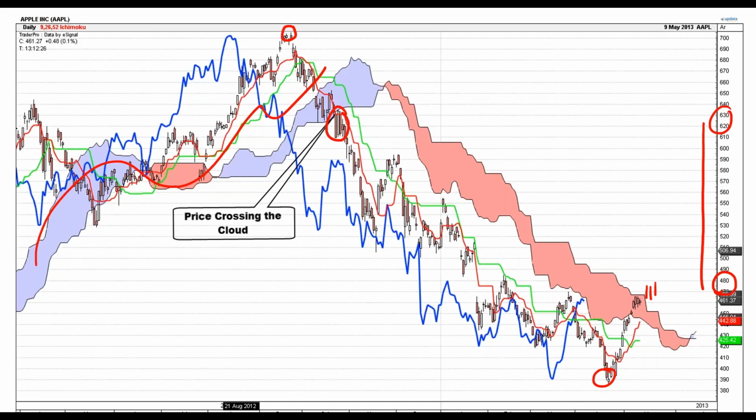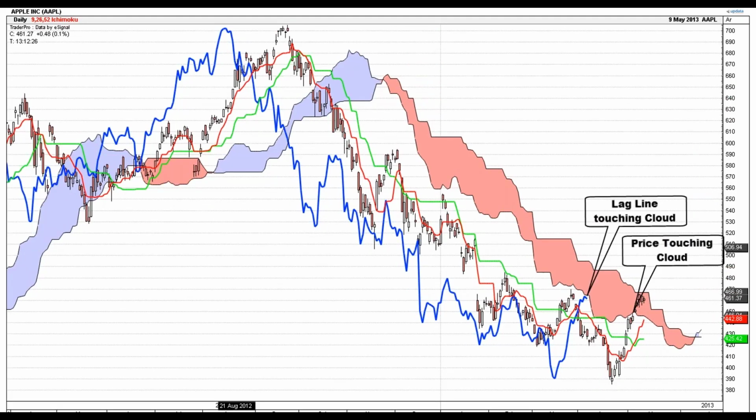So here's the way I look at this. 1 close below the cloud is an aggressive signal. 2 would be moderate. And 3 would be a conservative setup. That's just me. That does not mean that's the law. That is not the law of gravity. That is just how I look at it.